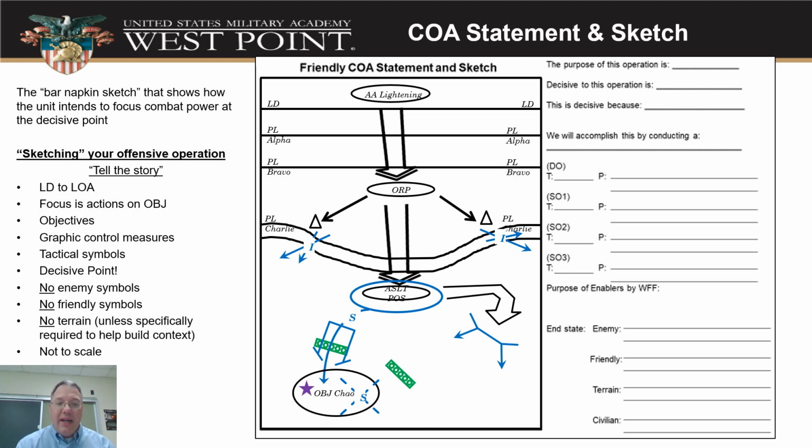It's kind of that back of a napkin kind of thing that shows how you're going to use your combat power. Now, it should really focus on the actions on the objective part, but also shows how we get there and just lays out for everyone where those phase lines are and where things are in relation to each other, such as the ORP, forward to phase line Bravo, behind phase line Bravo, things like that.